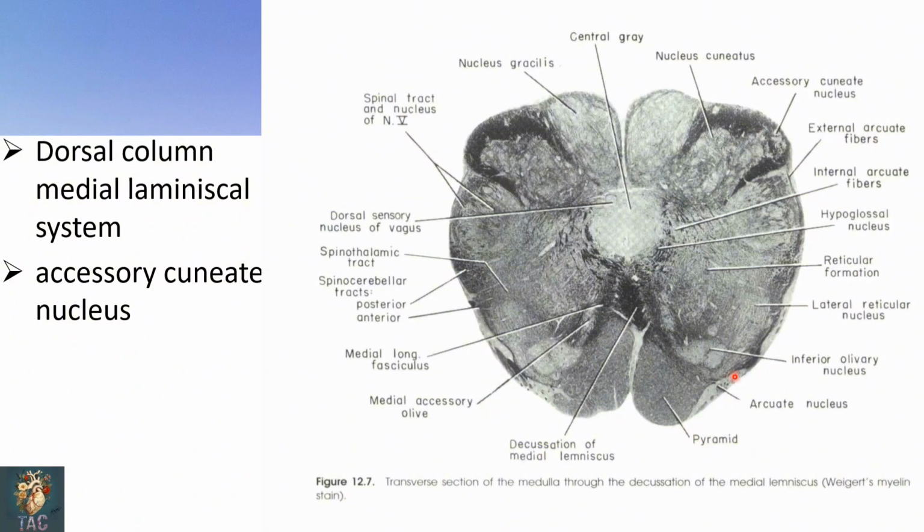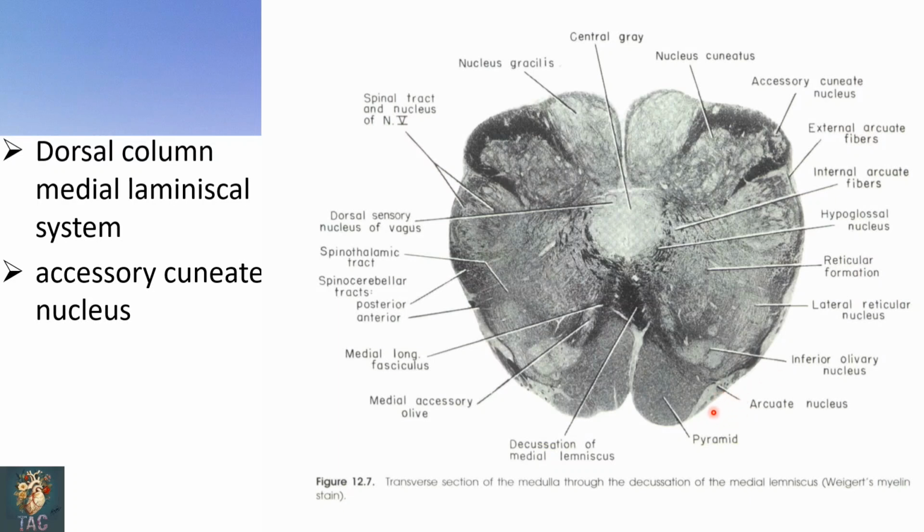Another very important structure you can notice over here is the arcuate nucleus. This arcuate nucleus is considered as the distally displaced pontine nuclei, which are present just anterior, anterolateral to the pyramids.